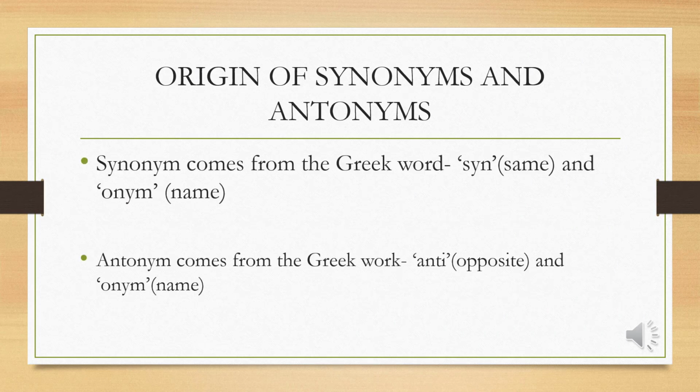You must be wondering about the origin of the words synonym and antonym. Well, like much of the English language, these two words are rooted in the Greek language. Synonym comes from the Greek word syn, S-Y-N, and onym, O-N-Y-M, which means same and name. Antonym comes from anti and onym, A-N-T-I-O-N-Y-M, which mean opposite and name.